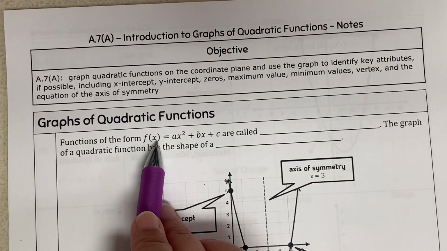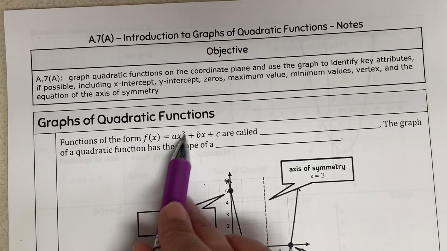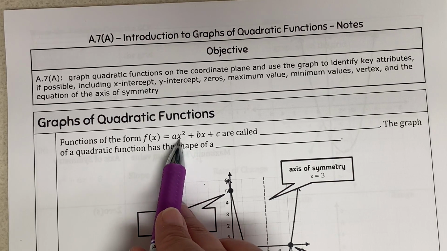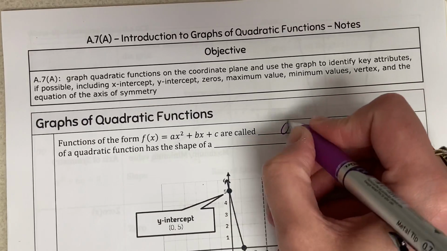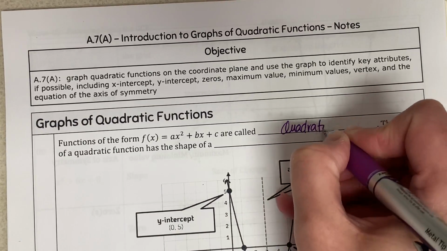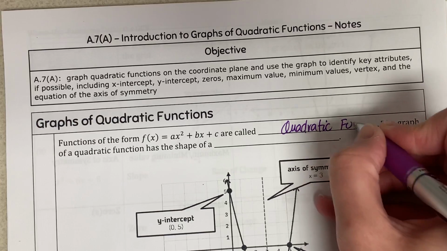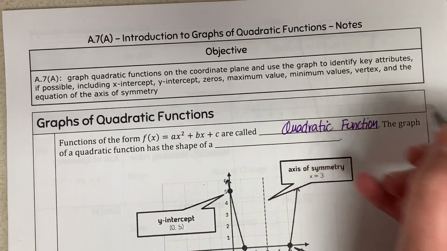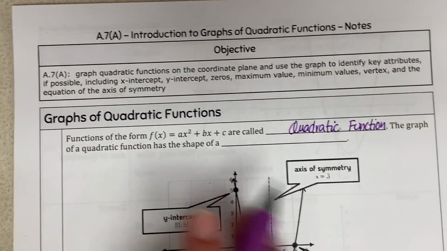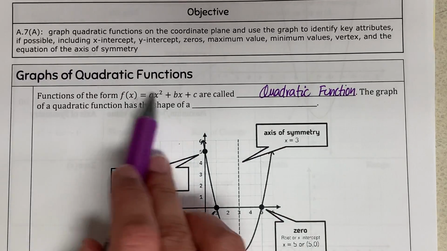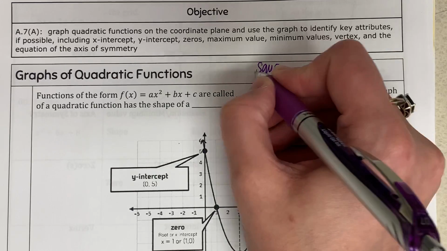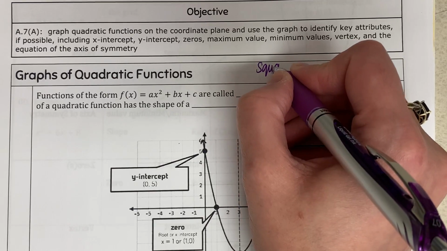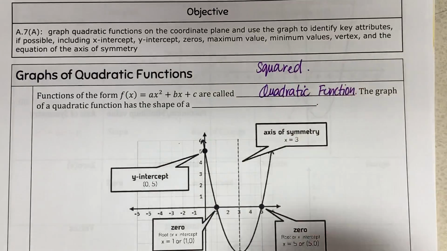Quadratic equations are when f of x or y equals ax squared plus bx plus c. This is the big difference: now you actually have a squared. This is quadratic. These are called quadratic functions. Why am I calling it a function? Because the equation is written as f of x, which means it's a function. So this is a quadratic function. Again, these are squared. S-Q-U-A-R-E-D, squared.